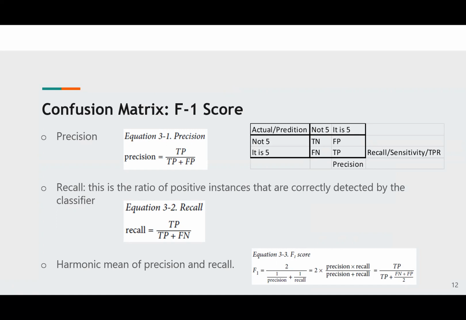We can further discuss that confusion matrix can be summarized by something called F1 score. F1 score is a harmonic mean of precision and recall, which is 2 over 1 over precision plus 1 over recall, turns out to be TP divided by TP plus FN plus FP divided by 2. Okay, this is another way to look at the confusion matrix. It's called F1 score.